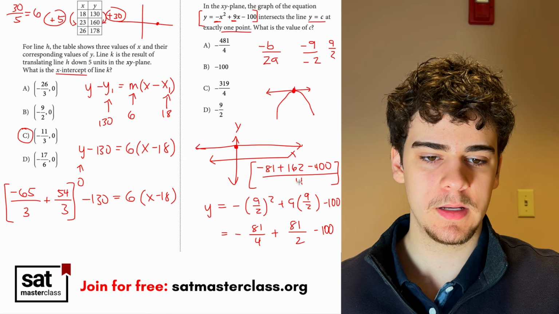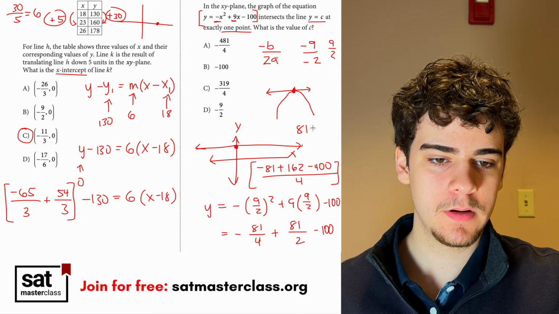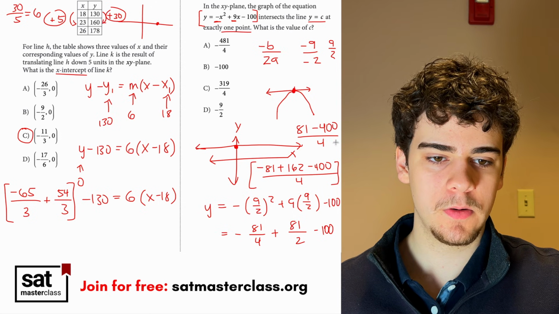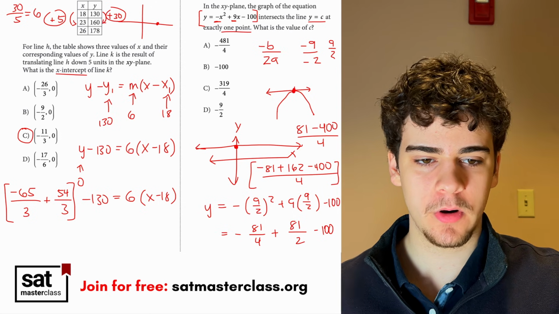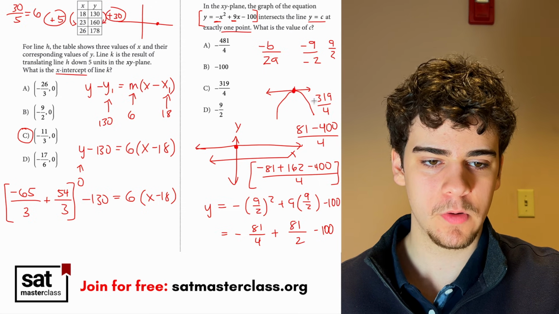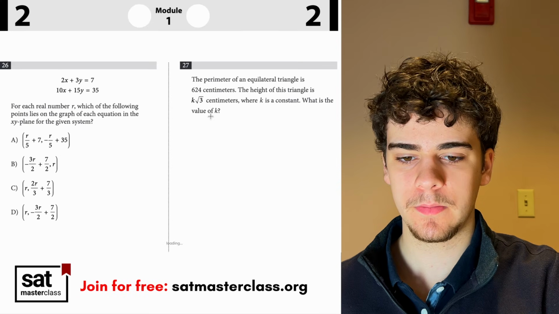And so let's see, -81 plus 162 would just give us +81. So we'll have 81 minus 400 over 4. So 81 minus 400 would just be -319 over 4. So -319 over 4, C is our answer.